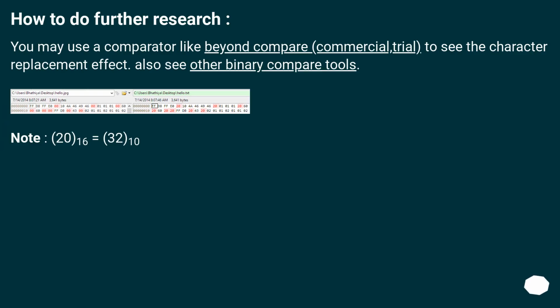How to do further research. You may use a comparator like Beyond Compare, commercial, trial, to see the character replacement effect. Also see other binary compare tools. Note, 2016 equals 3210.